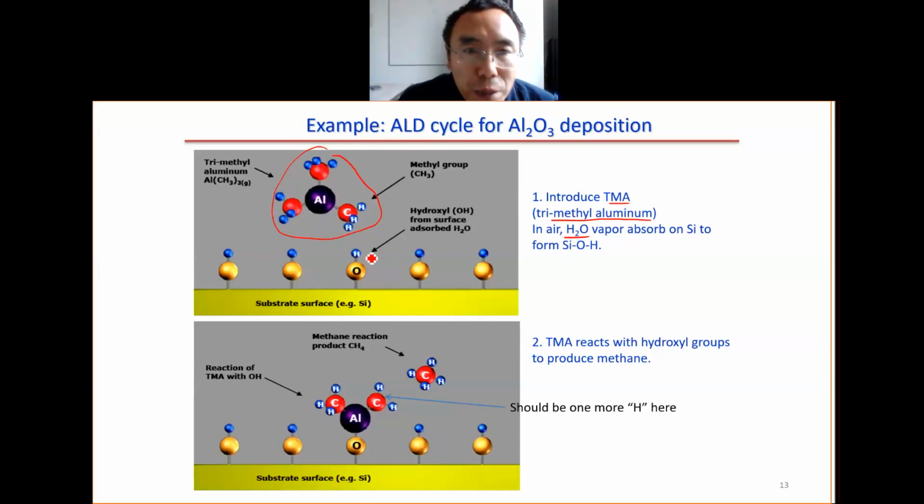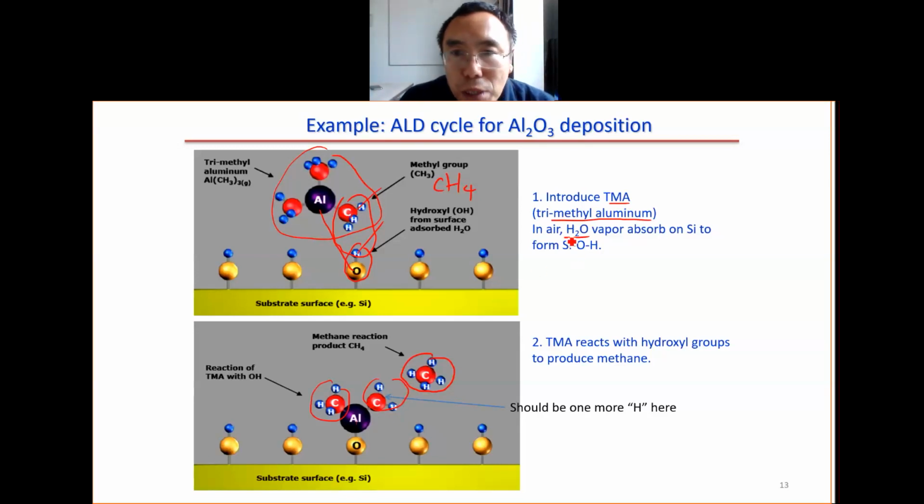This one, we have a hydroxyl group here, this one and this one. So the hydrogen and this methyl group will go away to form CH4, methane gas. So then this one is gone, this hydrogen is also gone. So aluminum gets linked to this oxygen. You can see aluminum gets linked to this oxygen. You still have this methyl group.